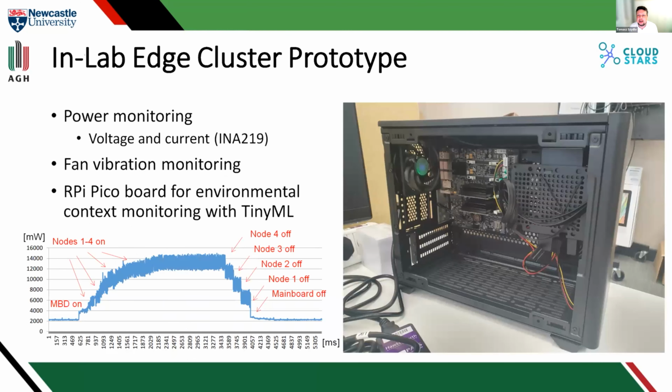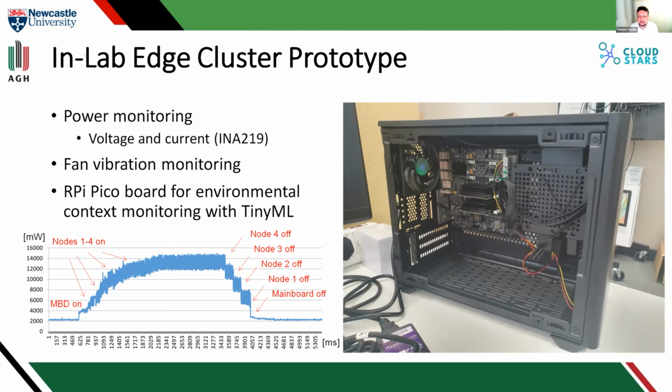What we did till now, we're working on an in-lab prototype of edge cluster equipped with various environmental hardware sensors. So in this case, power measurement was performed by the Texas Instruments INA219 sensor, and the data were processed by the external Raspberry Pi Pico board. In the figure that we have on the slides, we can see the starting process of the edge cluster. After powering it on, the components on the main board are activated. This is the networking switch, cooling fans.